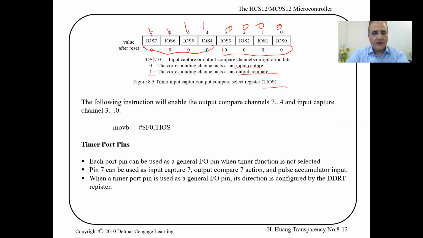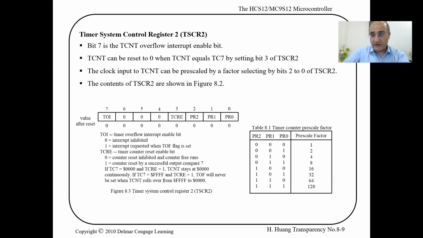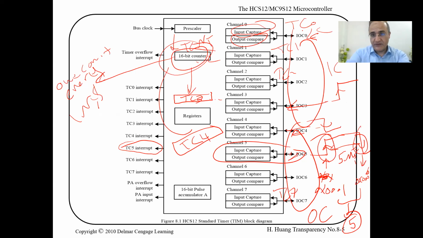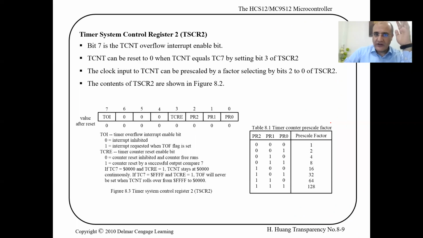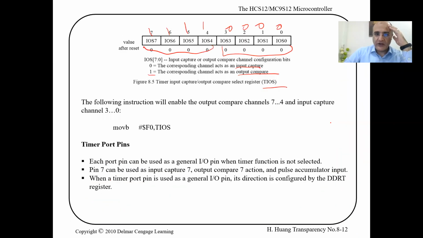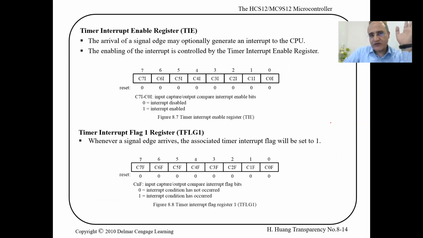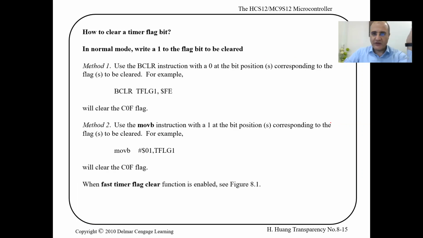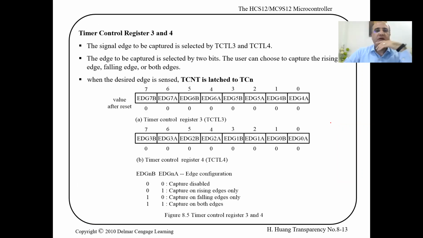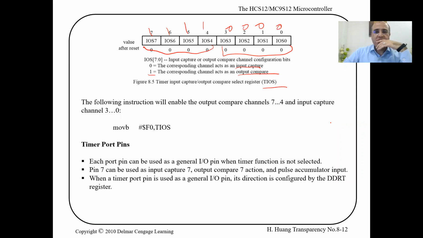These pins, the pins that we're talking about, are also shared with port T, port T0, port T1, port T2, and so on. So port T is a parallel port that you can use just like when we were using port B or port H or whatever.